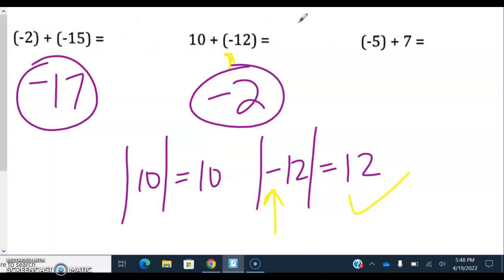Okay, next problem, we've got the same type, different signs, subtract. So when we're adding two integers with different signs, we're going to subtract the two. 7 minus 5 is 2. Take the sign of the greater absolute value, then you'll be exact.